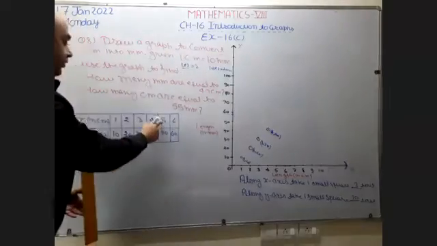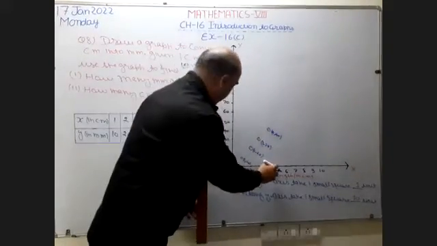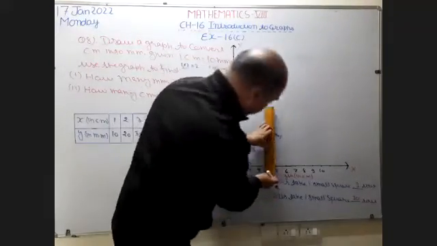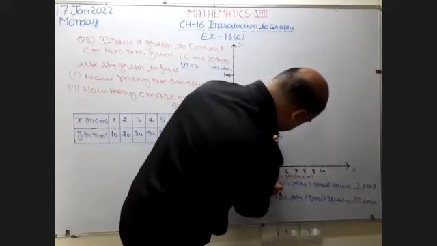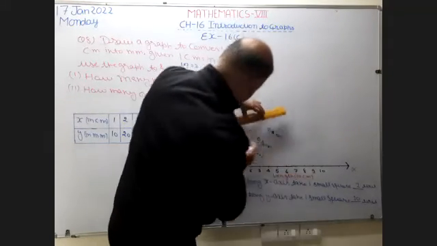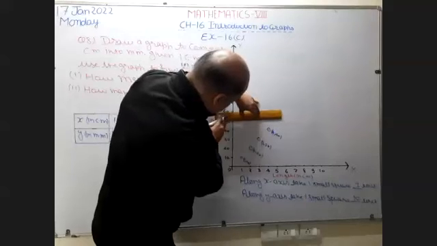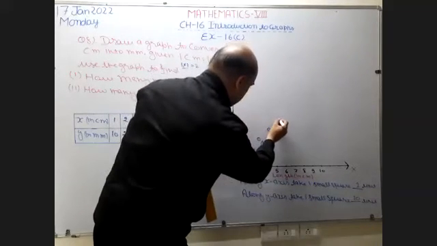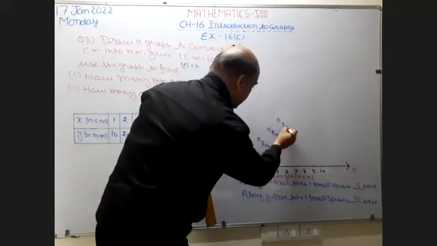And next one is 5 and 50. The value of x is 5 here, the value of y is 50. So join them. So this is going to be 5 and 50.